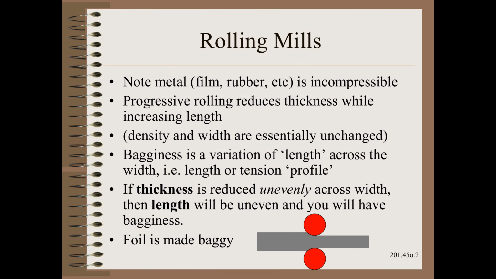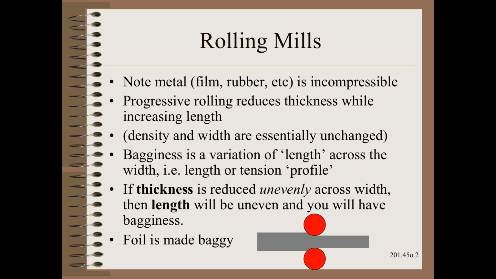Foil, sheet metal, and other materials are made by rolling. To understand bagginess with respect to rolling operations, you must first note that many materials are incompressible. This means that if thickness is reduced, it must show up somewhere else in direct proportion. This something else is not density, because metal is incompressible. This something else is also mostly not width, because rollers constrain width creation. The something else created by thickness reduction is length.